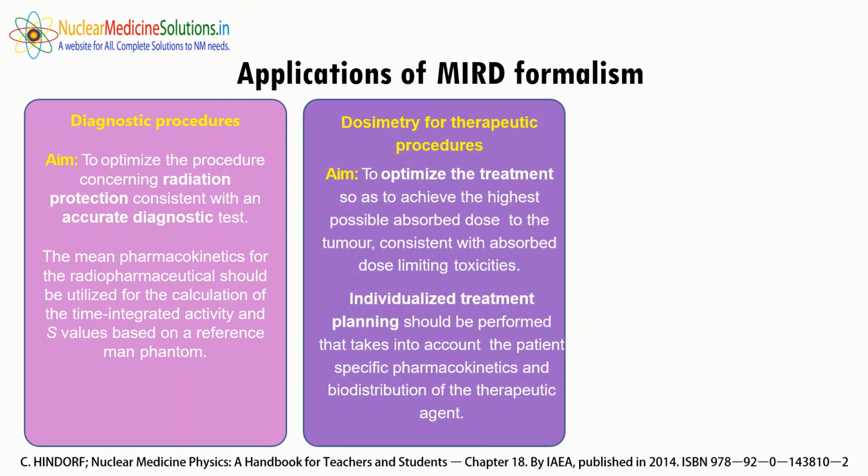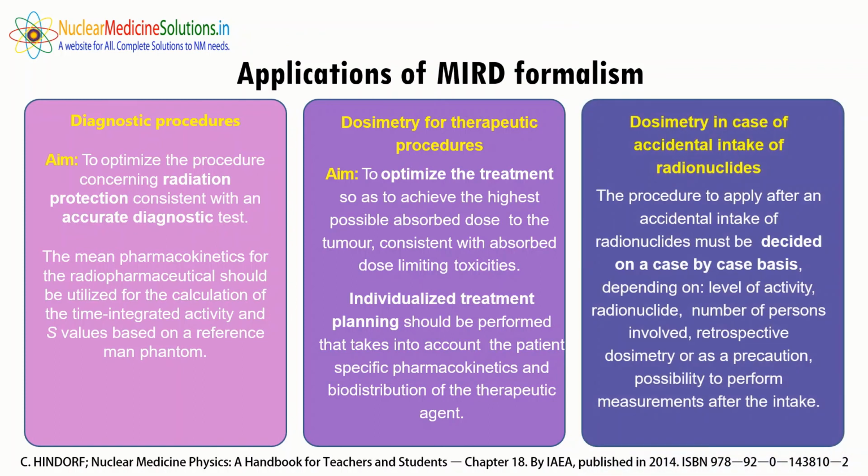But for therapeutic nuclear medicine, the aim is to optimize the treatment so as to achieve the highest possible absorbed dose to the tumor consistent with the absorbed dose limiting toxicity. And they recommend that individual treatment planning should be performed that takes into account the patient specific pharmacokinetics and biodistribution of therapeutic agents.